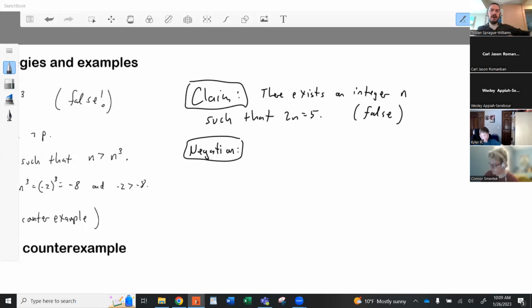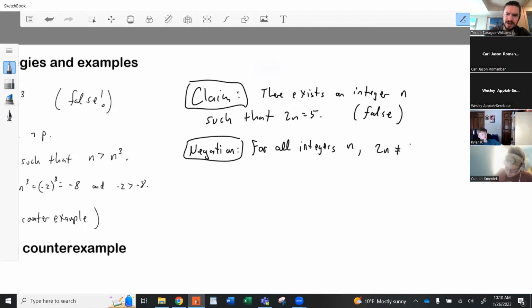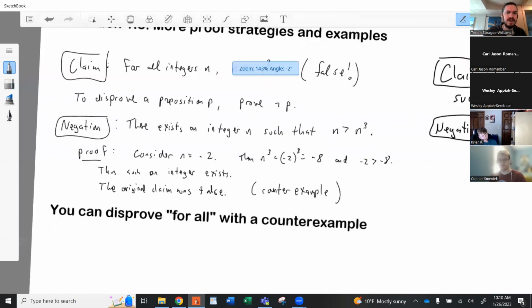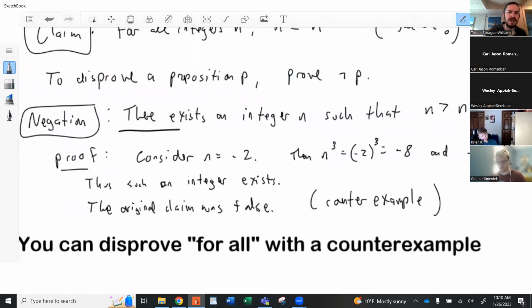Right. So how can we negate there exists an integer such that 2n equals 5? Well, when you negate there exists, you get for all, right? For all integers n, 2n is not equal to 5, right? So it's a little harder to disprove an existence claim because when you negate there exists, you get for all. And now the thing we need to prove is much more broad, right? Instead of disproving this by just proving it exists, like in the previous example, which we can do just by showing, hey, here's an example, ta-da, done.